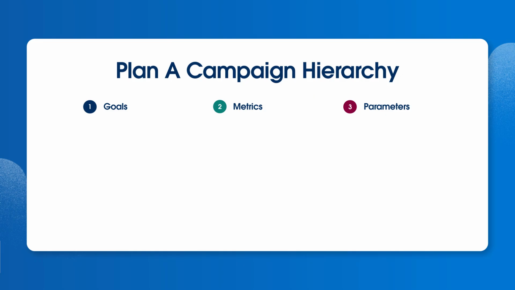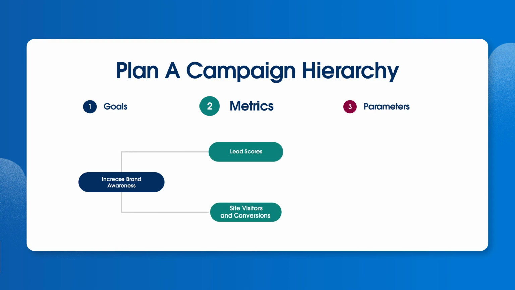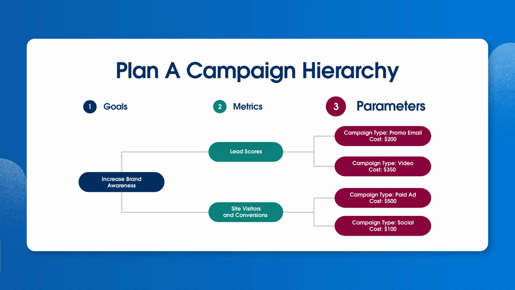Let's imagine in this coming year, we want to set up a series of campaigns with the goal to increase brand awareness. We need to consider what metric will help track progress and measure success against this goal. For this example, let's include target numbers for lead scores, website visits, and conversions. Lastly, we need to outline the parameters for the campaign, for example, naming conventions, cost, and campaign types.